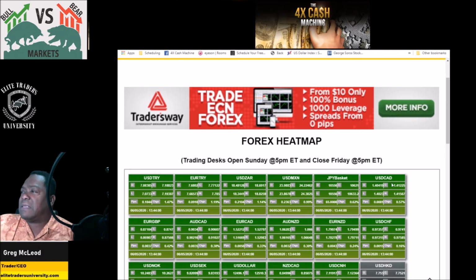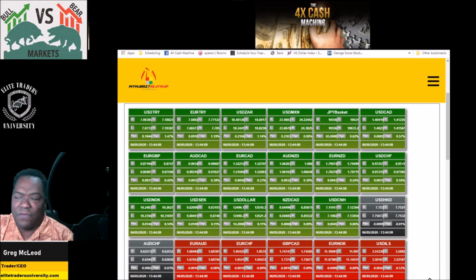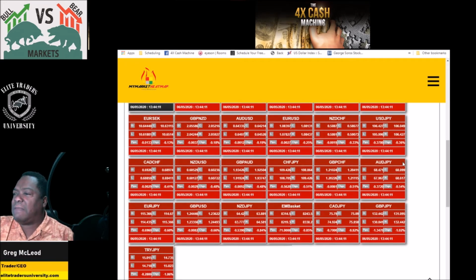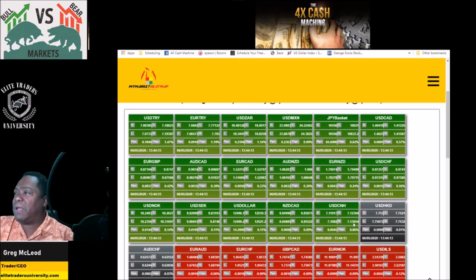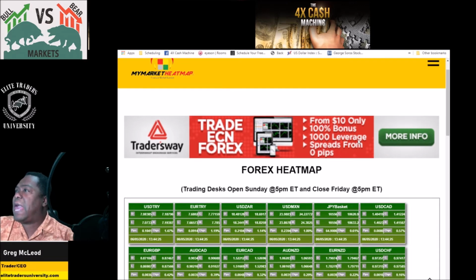Now you can see that in the My Market Heat Map, dollar CAD is up 0.57%. Instead of looking over 27 different currency pairs, all I have to do is look at the heat map, and these tiles move dynamically, and we can see that the dollar is in the top spot. Dollar, the Turkish lira, dollar South African rand, the dollar peso, and also the yen basket. Because we had, guys, what happened?